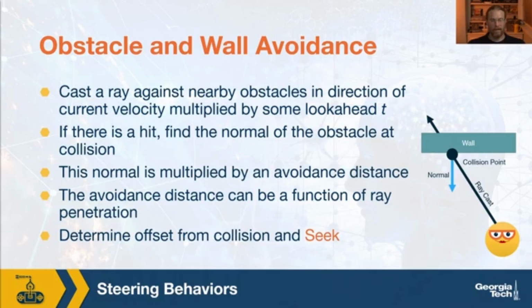But if, when this ray is cast, it gets a hit, then you find the normal from that point that'll be based on the obstacle. So in the case of a wall, the line segment that makes up that part of the wall, we can determine the normal, which goes out from the surface. And then that normal is multiplied by some avoidance distance. The normal is a unit vector, so multiply it by a distance that will offset from the wall a certain amount. That is the target to seek, and so the agent will now be steering towards that avoidance position.